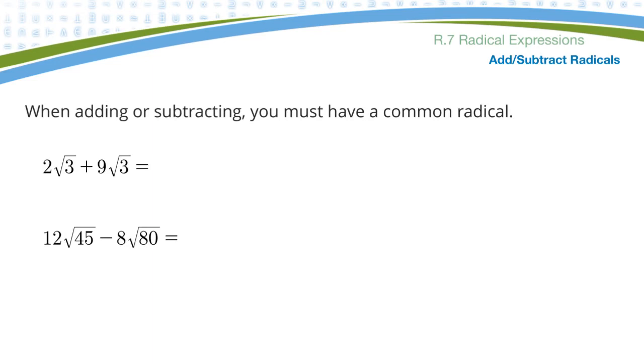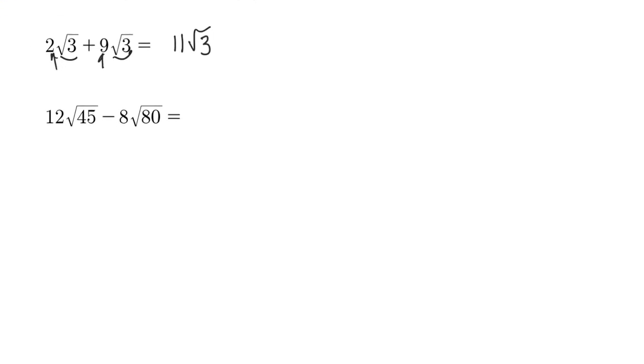Now you can also add and subtract radicals, and you can only do that if you have a common radical. So these both have a root 3, so I can just add their coefficients, the 2 and the 9. So this would be 11 root 3. The next one, oh, they're not common. But maybe I could use some tricks that I've used in the previous questions to help me out with this.